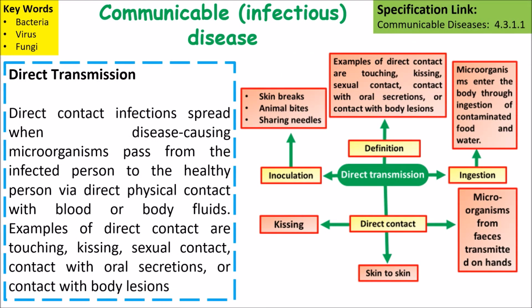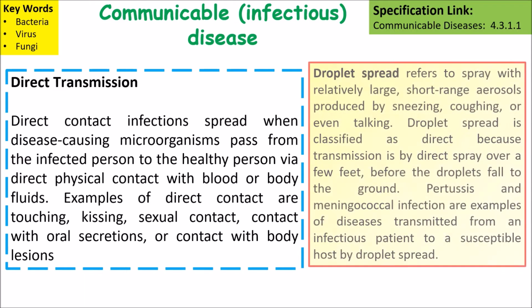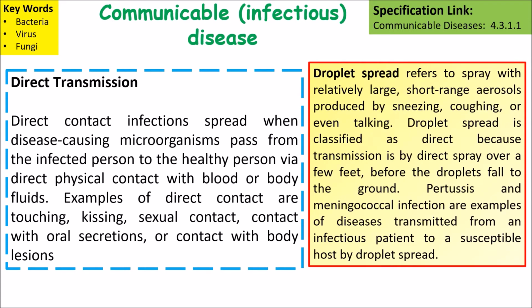So direct contact of an infection is when disease-causing microorganisms pass from an infected person to a healthy person via direct physical contact with either blood or body fluids. Examples of direct contact are things like touching, kissing, sexual contact. Direct contact infections spread when disease-causing microorganisms from the infected person pass to a healthy person via direct contact, like we just said. There are a few other types.